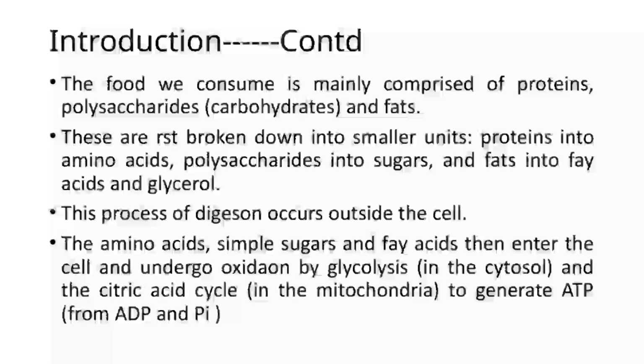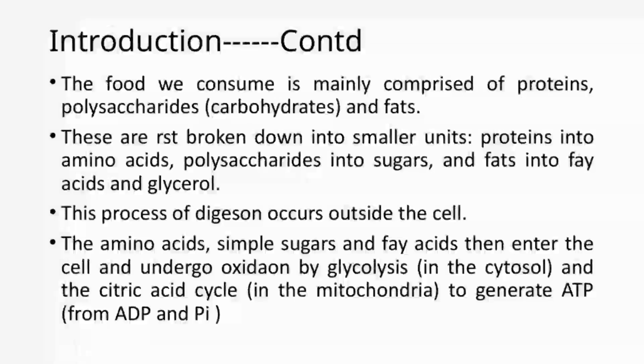For amino acids, sugars, and fatty acids, this happens via different pathways: glycolysis in the cytosol and the citric acid cycle inside the mitochondria. These processes are crucial because they generate ATP, our body's main energy currency, from ADP and inorganic phosphate. This entire sequence, breaking down food, absorbing nutrients, and generating energy, is fundamental to how our bodies function and connects to the overall theme of energy metabolism.